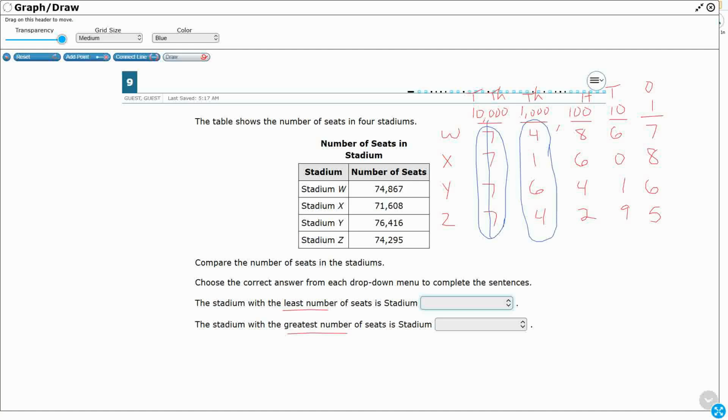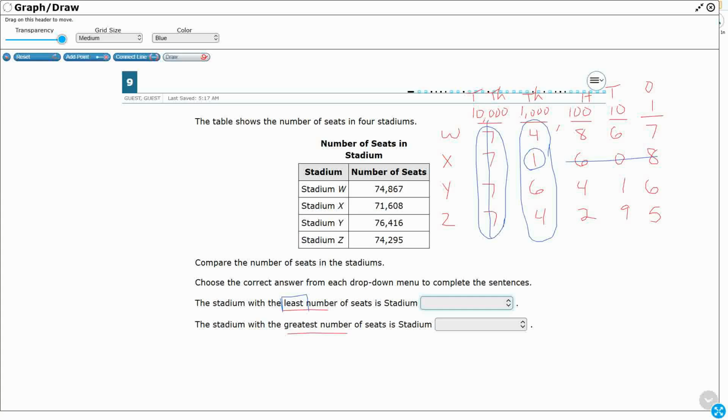Now we're going to come here, and this is where things change. Now take a look at what I've got. I've got a 4, a 1, a 6, and a 4. I'm looking for the least number of seats first. My smallest number is going to be that 1 right there. Once I realize that my 1 in the thousands place is smaller than my 4, my 6, and my 4 in the thousands place, I don't really need to look at the rest of this.